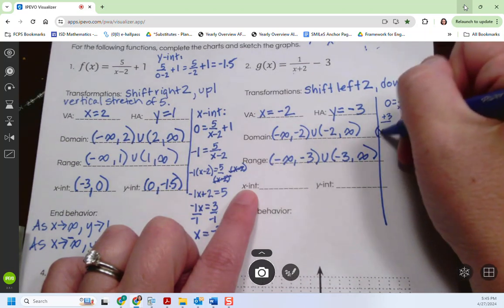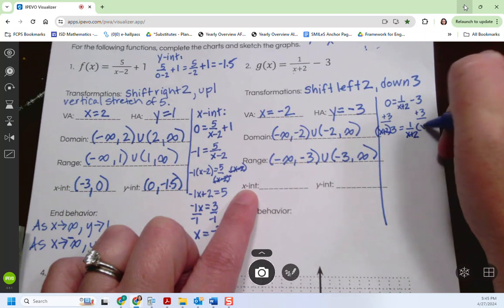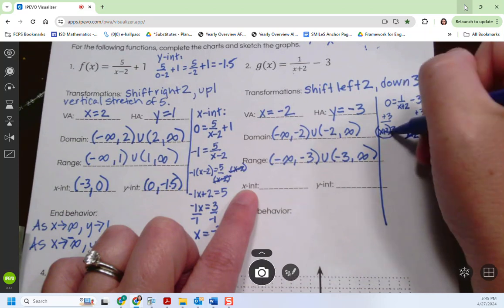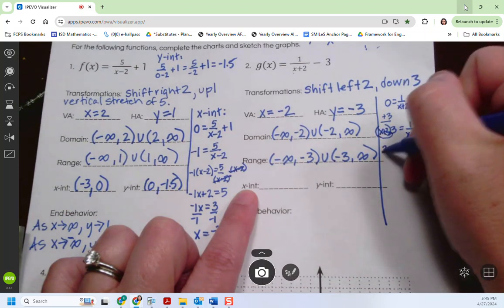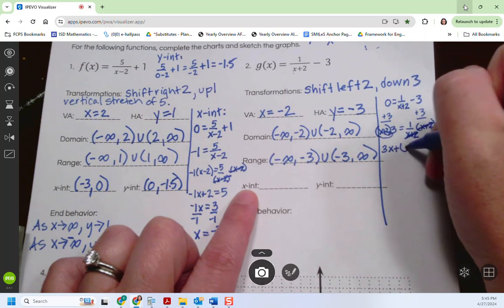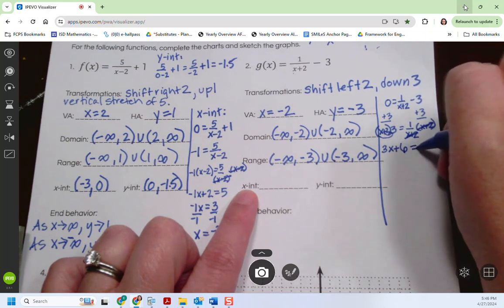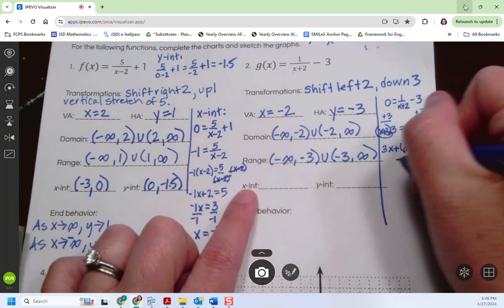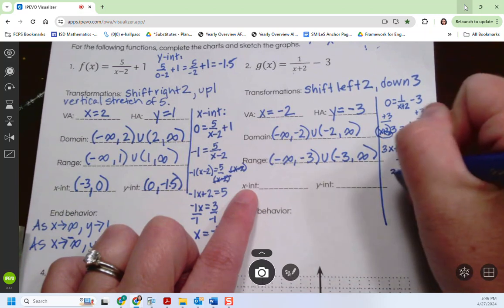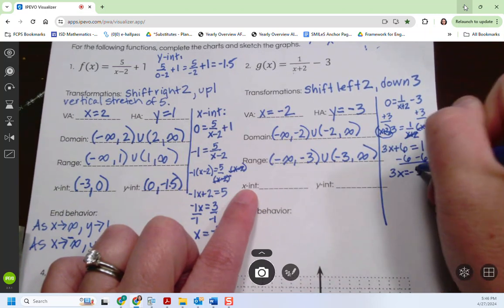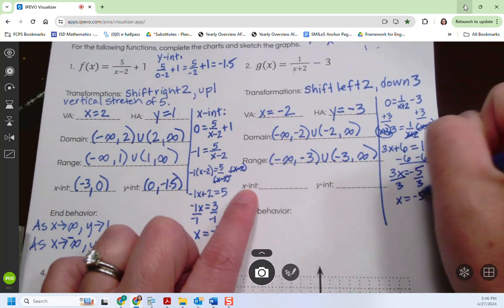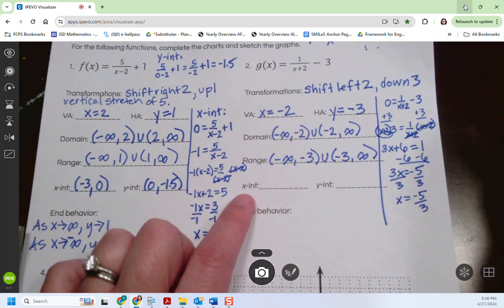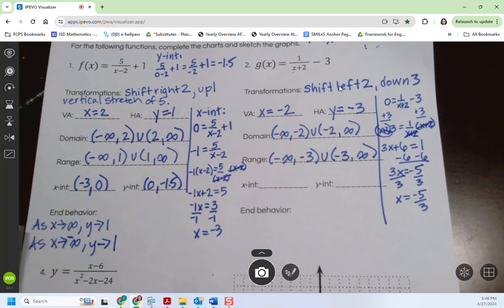And then I'm going to multiply by x plus 2 on both sides, which will cancel out this denominator. The 3 has to distribute to the x plus 2, so 3 times x is 3x, and 3 times 2 is 6. These canceled out, so we just have 1. And you want to continue solving for x by subtracting the 6. 3x equals negative 5, and then dividing by 3, and we get x equals negative 5 thirds. So my x-intercept will be negative 5 thirds, comma 0.